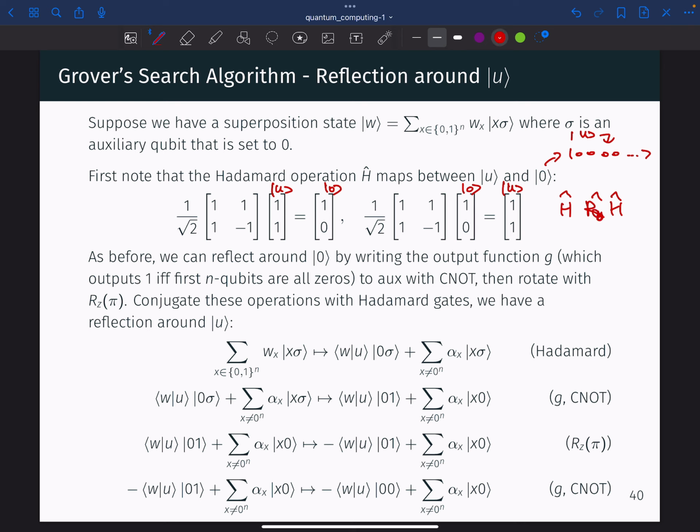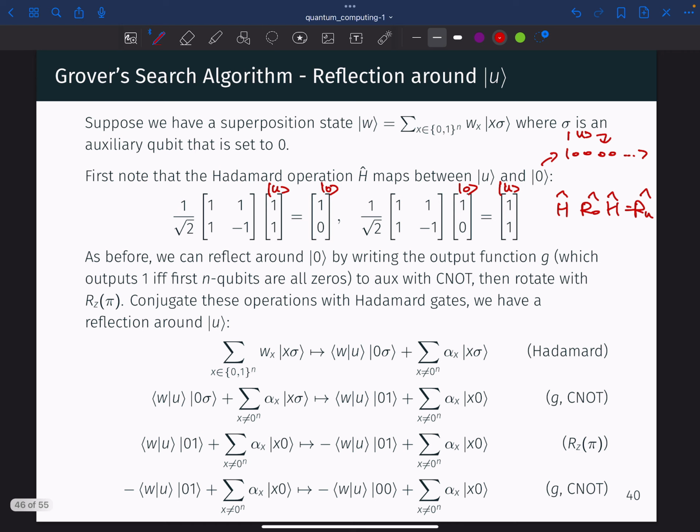Let me write it this way. If you want to do reflection around U, what you can do is first do a Hadamard, then reflection around 0, and then do a Hadamard again. So effectively, these two are conjugates: reflection around U and reflection around 0. And since reflection around 0 is easier to implement, we choose to implement RU in this way.